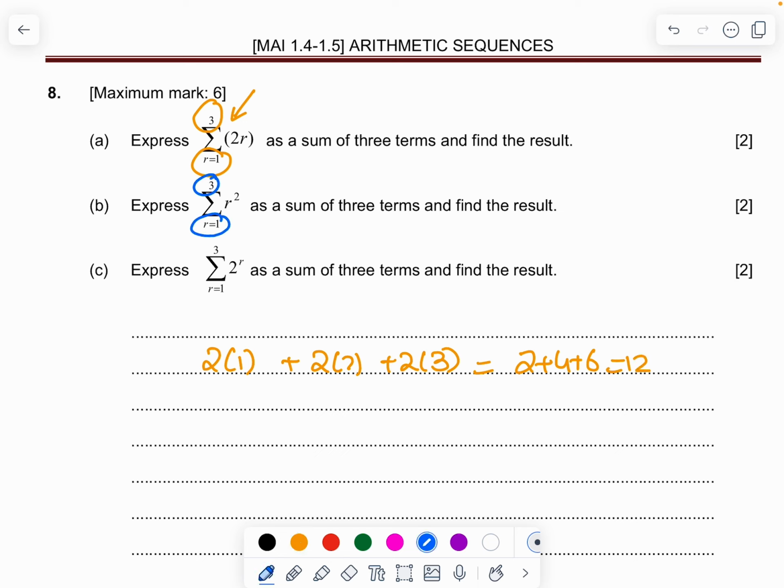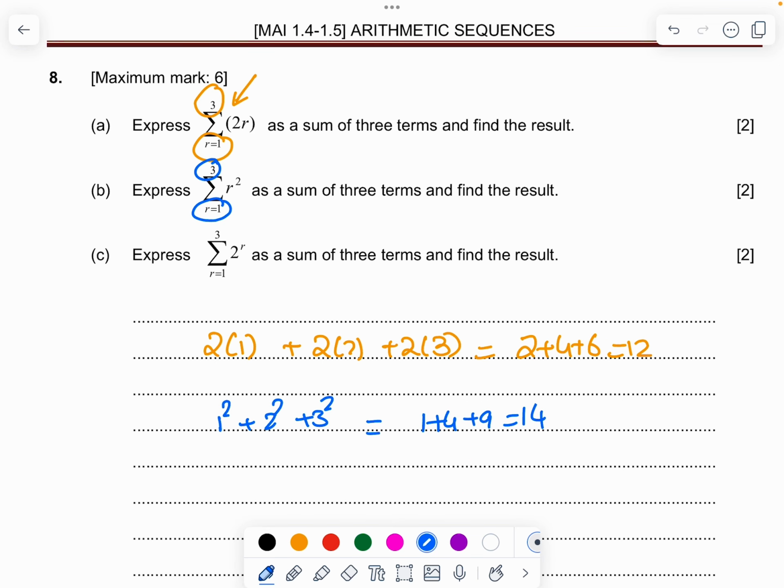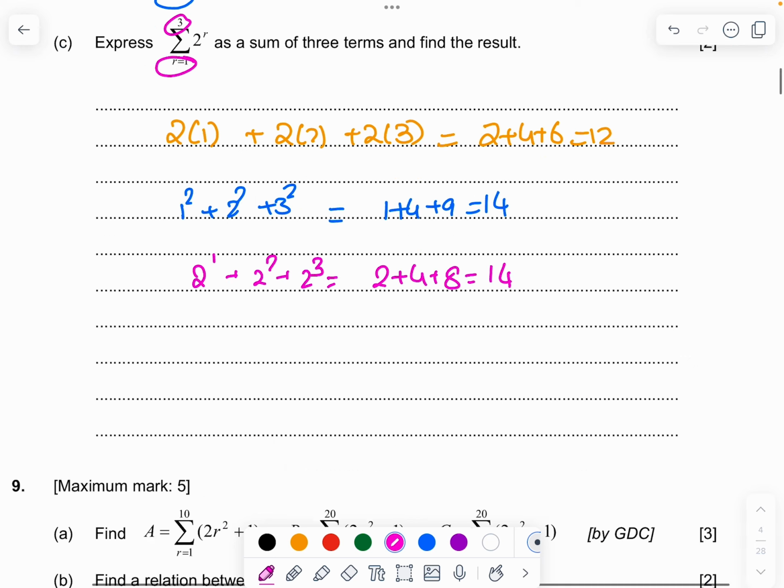For this one also, r equals 1 to 3. So 1 squared plus 2 squared plus 3 squared, which is going to be 1 plus 4 plus 9, which is 14. Then for this one also, the r value is 1 to 3: 2 power 1 plus 2 power 2 plus 2 power 3, which is 2 plus 4 plus 8, which is 14.